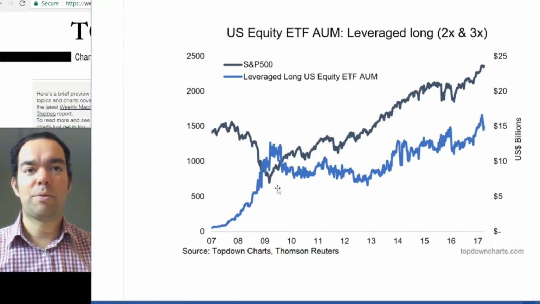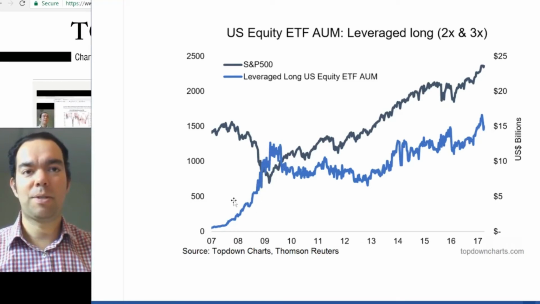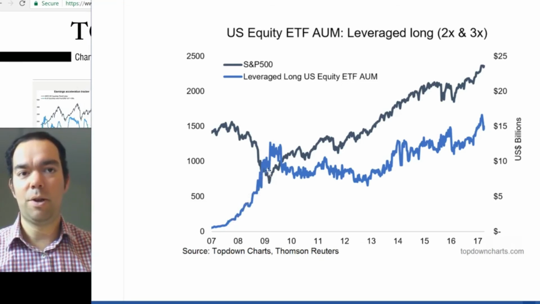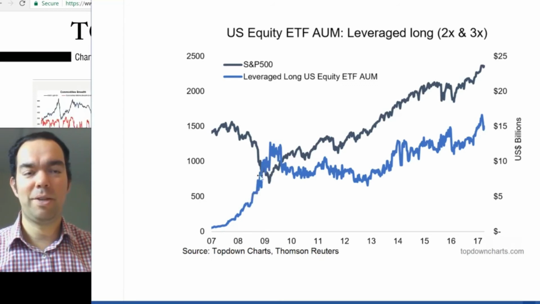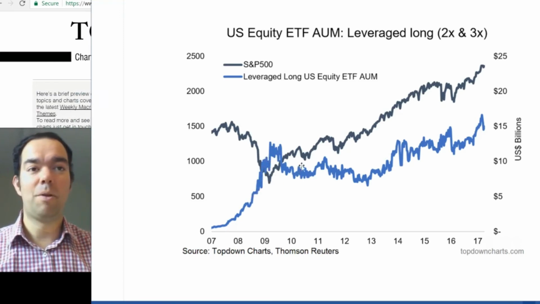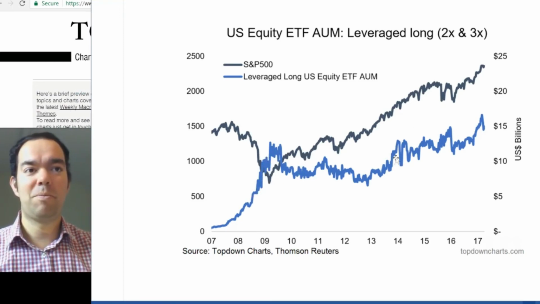I thought this was quite interesting too, just to see how assets under management in these leveraged long ETFs just surged going in towards the bottom there. A few people here were probably a little bit too early, but the ones that jumped in here on the leveraged long ETFs would have been having quite a nice ride, with a few exceptions. And they continue to see that.